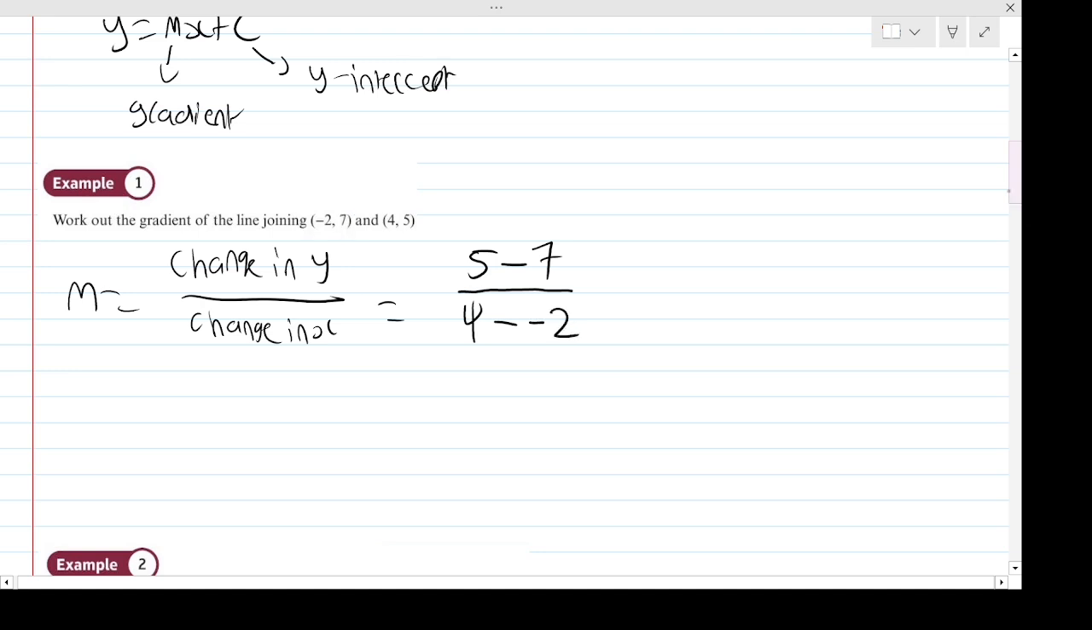Now, we can actually tidy this up. We can calculate the top and the bottom bit. So 5 take away 7 is -2. Then 4 take away -2. Well, hopefully you notice it's a double negative, which will turn to a positive. So 4 add 2 will be 6. So this is now the fraction -2/6, which should simplify to -1/3, because we cancel down by 2. And there we are. So that's our gradient then.